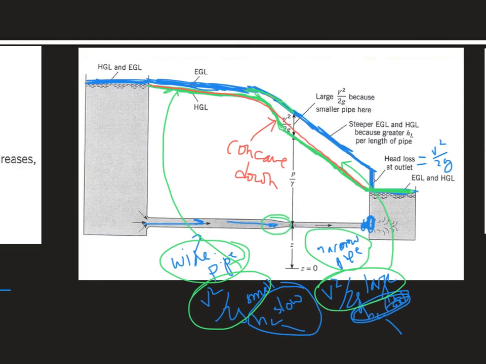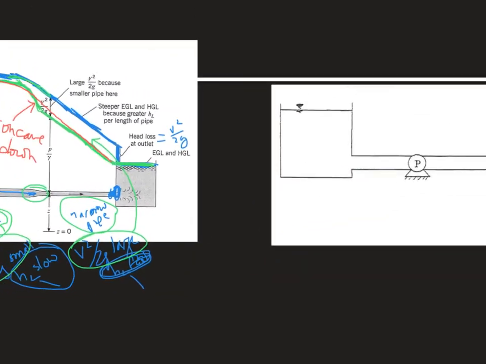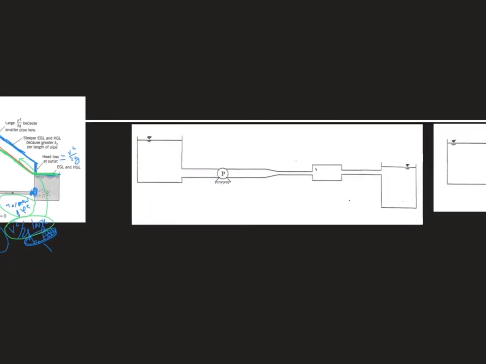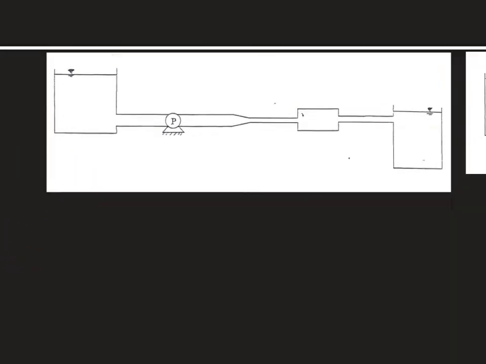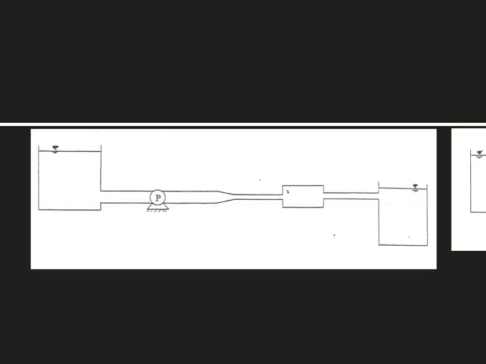Let's go. Here we actually get to work one, and I'm going to show you my methods. We're going to work two of these. Hopefully this will not take 10 minutes. I'm going to do EGLs first. EGL right here. This is the starting point. Here's the ending point.